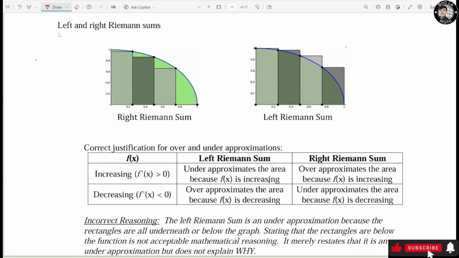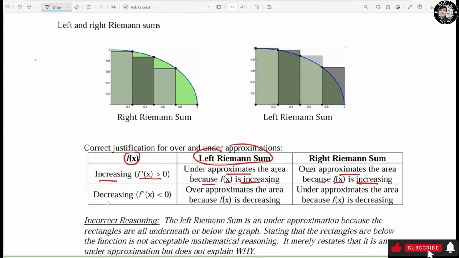Alright, we're going to talk about the left and right Riemann sums. Alright, so here's the way to justify over and under approximation to earn full credit on the AP exam. Now, if the function f of x is increasing, in other words, f prime of x greater than 0, the left Riemann sum underapproximates the area because f of x is increasing. The right Riemann sum overapproximates the area because f of x is increasing.